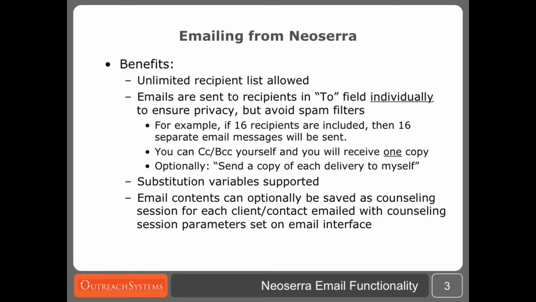First, let's talk about emailing from Neocera. When you email from Neocera, one of the big benefits is the fact that we don't limit the number of recipients that you can send to at the same time. For example, you could send to 2 people, 20 people, 200 people, or 2,000 people, all from within the Neocera interface. The emails are going to be sent to the recipients with their email address in the To field, but every recipient will receive an individual email message. For example, as shown on the screen, if we have 16 recipients, then 16 separate email messages will go out with each of the recipients in the To field for their own message. They will not see anybody else's email address.